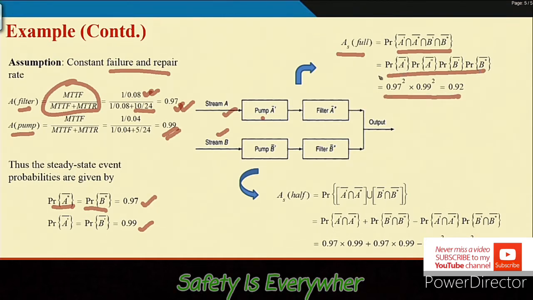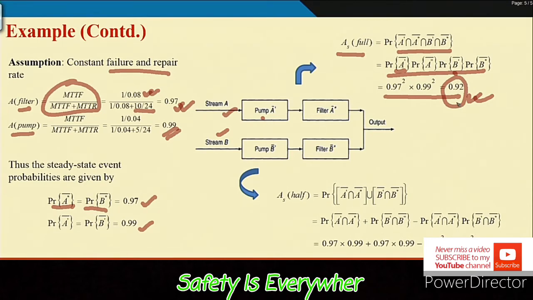Now, what is the probability of A dash bar? This is nothing but the availability of pump, which is 0.99, and the availability of filter is 0.97. So, A star pump 0.99 and B star, that is also pump 0.99. So, that is this one. Okay. So, 0.99 square and 0.97 square, that when you multiply the two you are getting 0.92.